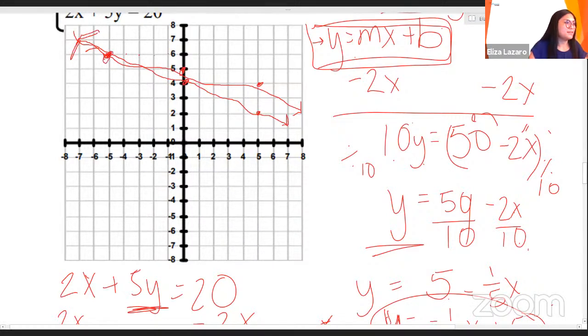But really, they meet at this point. It's kind of hard to see, but if you were to make perfectly straight lines using a ruler and not a mouse like me, you would get this point where they intersect. And that point is (-5, 6). So I hope that was helpful.